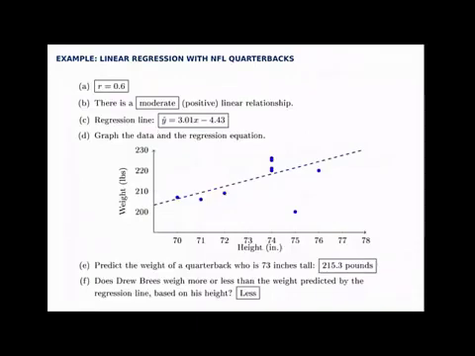So here are the answers to all the parts of this question. We found the correlation coefficient, we interpreted it, we found the regression line and graphed it alongside the data, and then we made a couple of predictions based on that regression line.